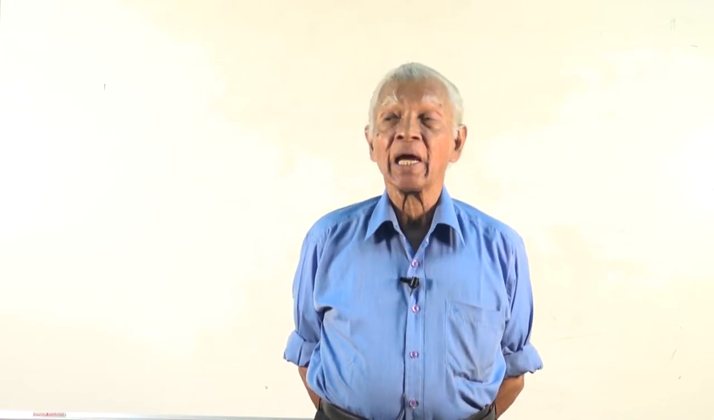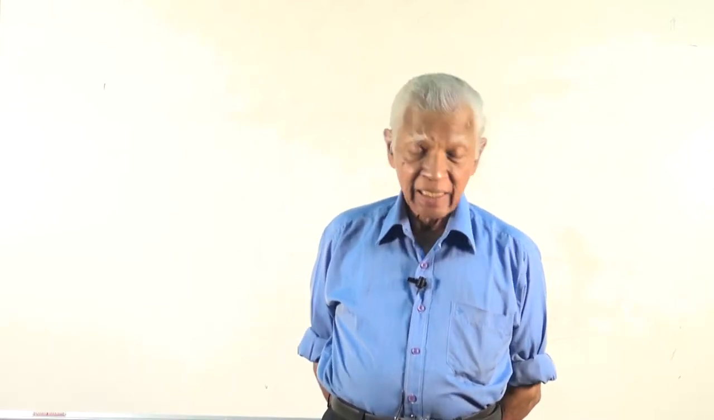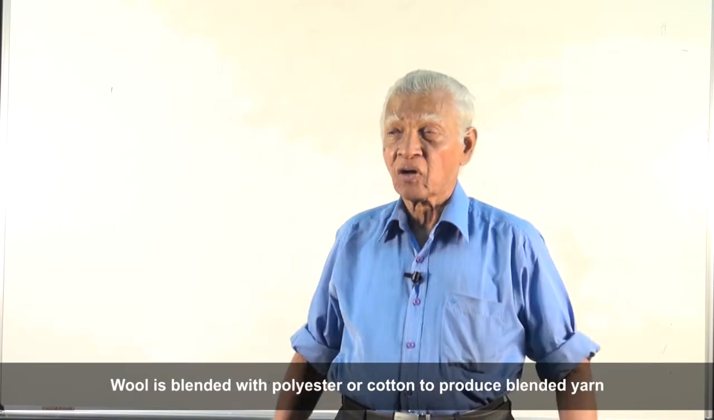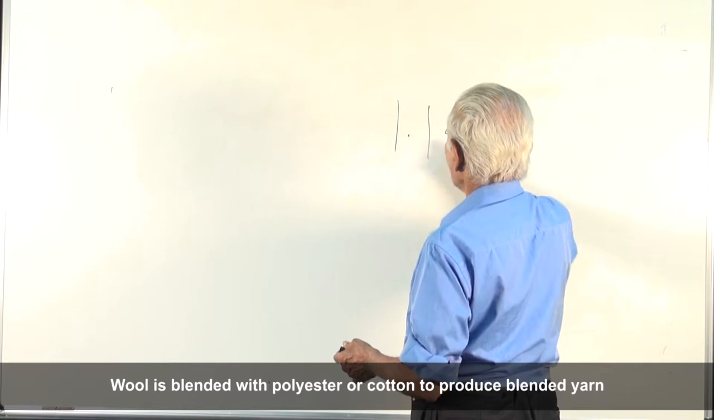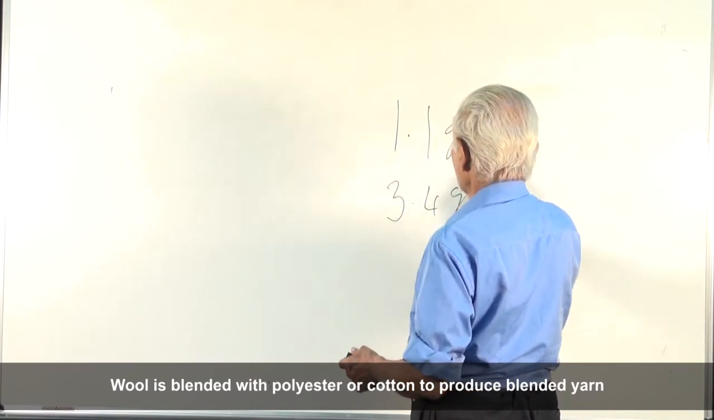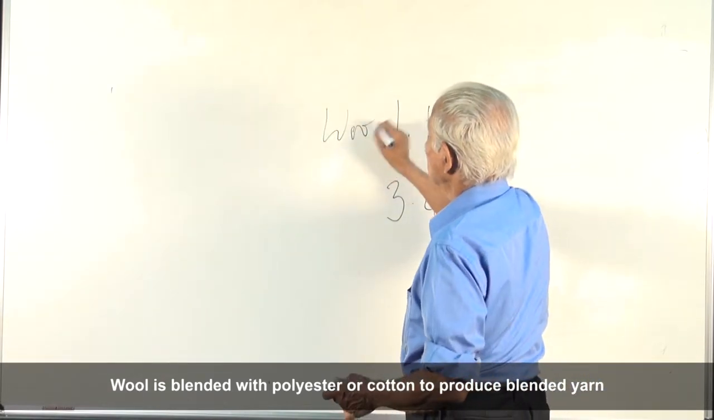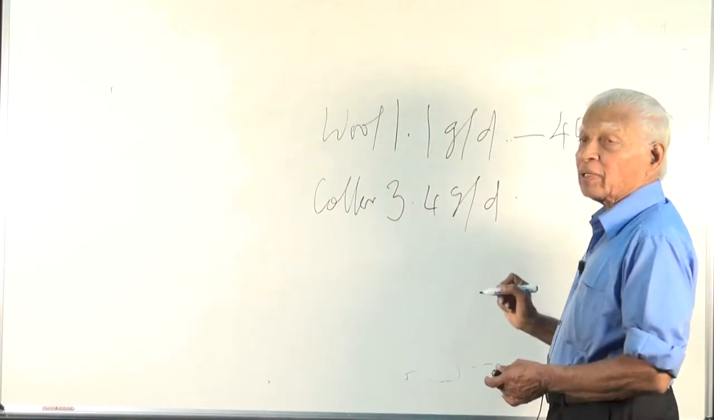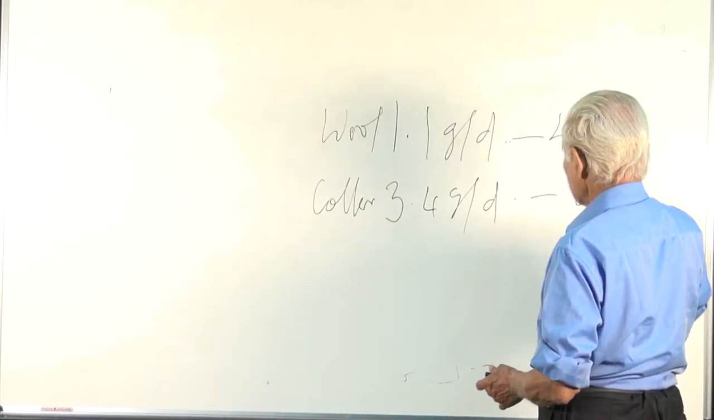I was mentioning these protein fibers, namely wool and silk, to you. Wool, of course, is blended with polyester or with cotton to produce the blended yarn, because wool is quite expensive. And wool has a character quite different from that of cotton, in the sense that although wool has a lower strength when compared to cotton, its tenacity is around 1.1 grams per denier, whereas cotton has about 3.4 grams per denier. Wool has a very high elongation, say about 40%, whereas cotton has about 8.5%.